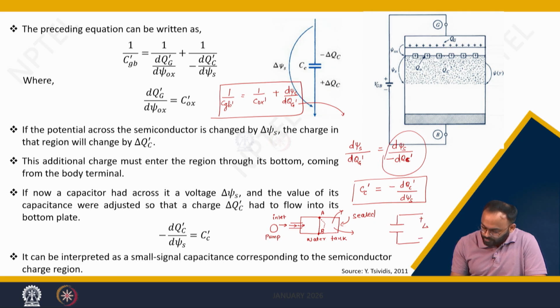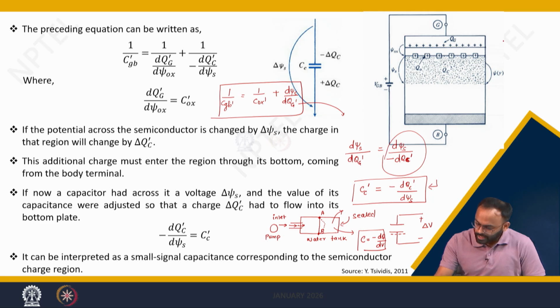The change in this voltage delta V causes the change in the negative charge of this plate. So you can simply write the capacitance is nothing but minus delta Q divided by delta V. So this analogy helps us to rewrite this equation in terms of delta QC divided by delta psi s. You can think like this also.